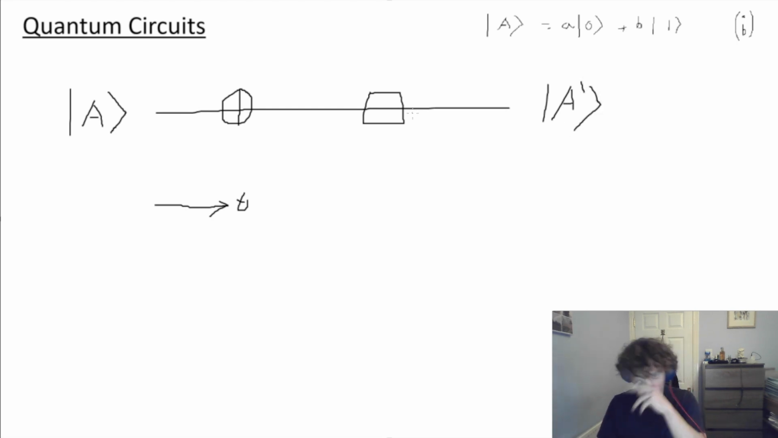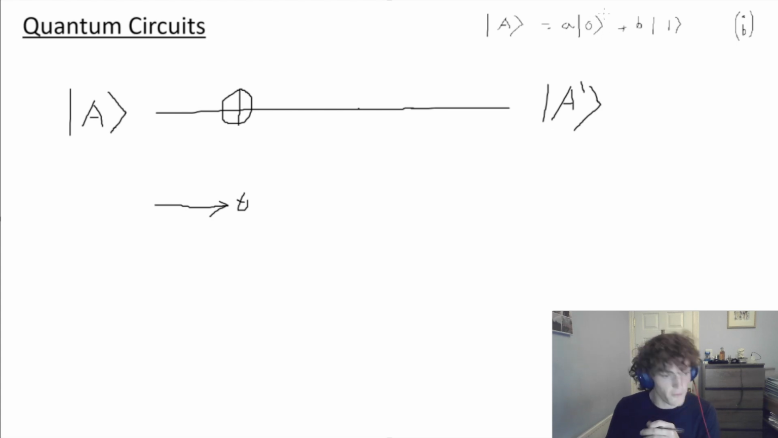Excellent. If I get rid of this jargon here, the first gate we're going to look at is called the NOT gate. And it works very similar to how a NOT gate in simple binary computing works. If the qubit is in a definite state of off, then the qubit turns into a definite state of on. And if the qubit is in a definite state of on, then the qubit turns to a definite state of off.